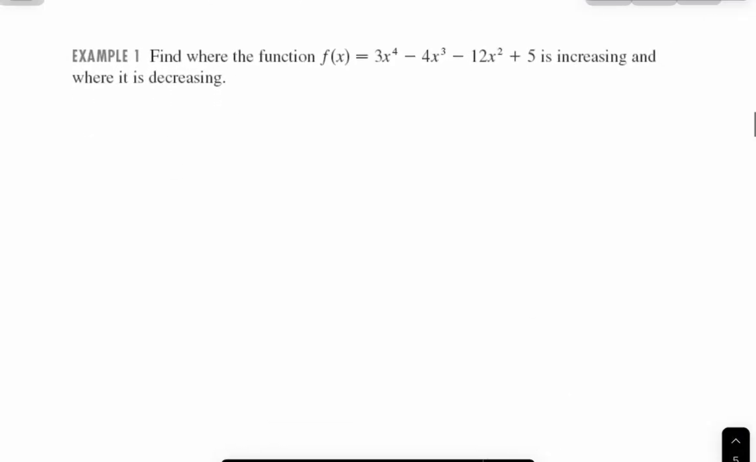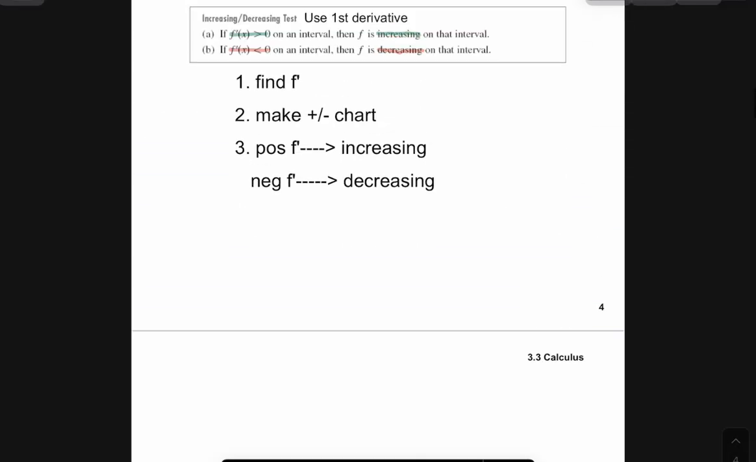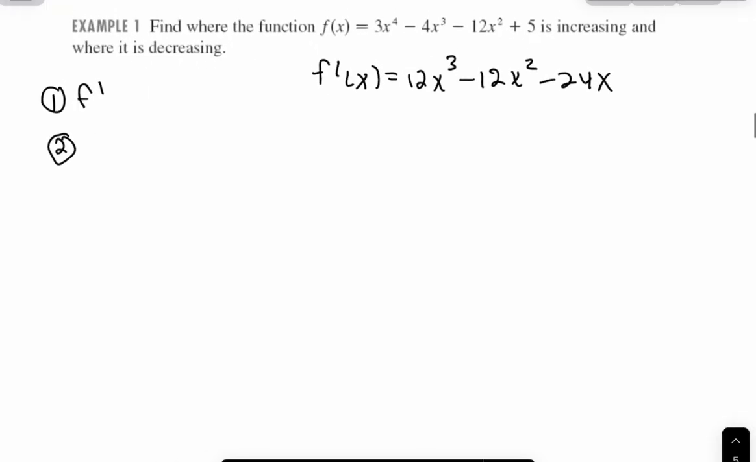So let's take a look at a function like this. We've got a fairly complicated polynomial, and we want to know where the function is increasing or decreasing. So the first step we take is we always want to find the first derivative. Our first derivative is 12x cubed minus 12x squared minus 24x. The second step is we want to make a plus or minus chart. But what I would like to do is break that step down. How do you make a plus or minus chart?